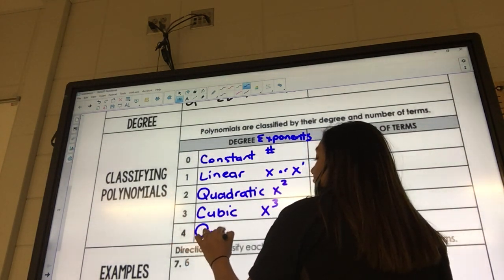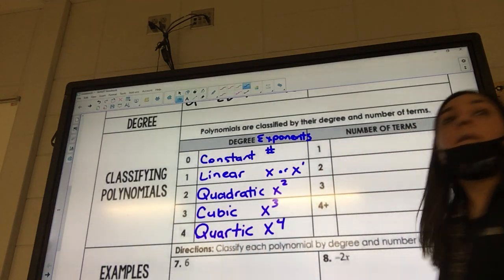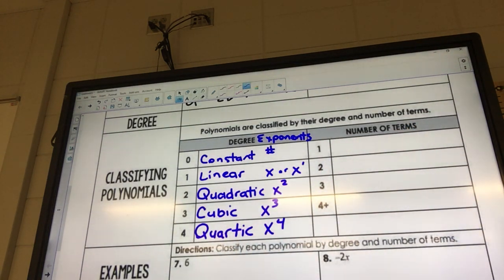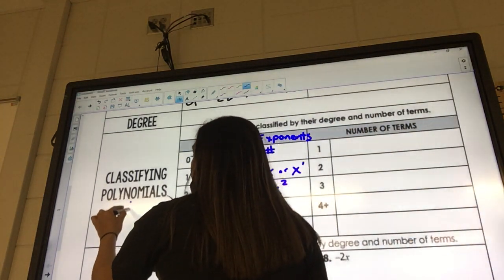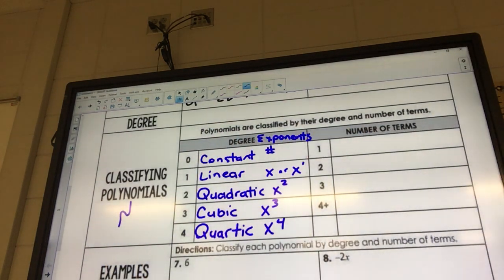Wait, what does the cubic look like? What does the cubic look like? A cubic looks kind of like an S, but upside down. That's a cubic. So they mean something too.